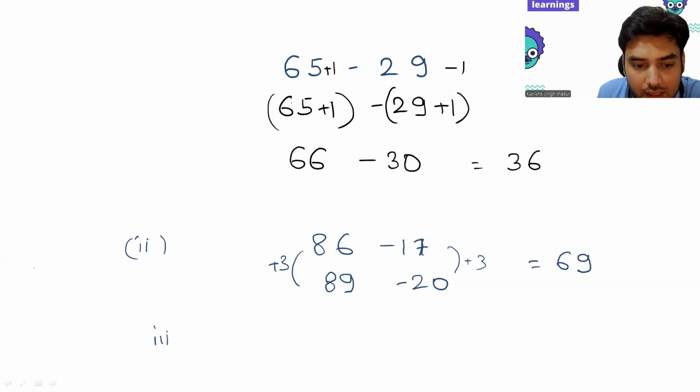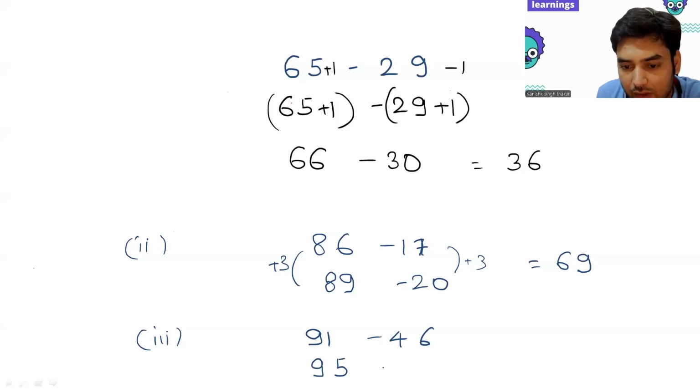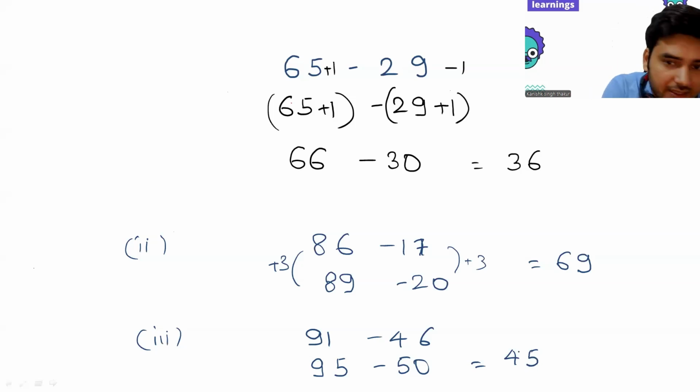Suppose I have 91 take away 46. For 46, I have to add 4. So 91, I add 4, and this becomes 95. 46 becomes 50. So the answer would be 45. This is how you can do the subtraction and get things easily.